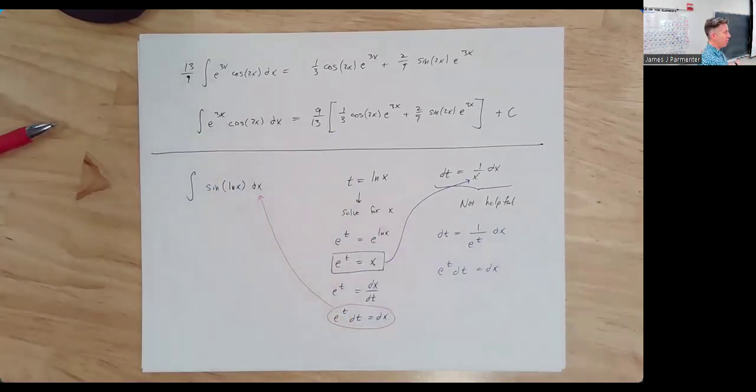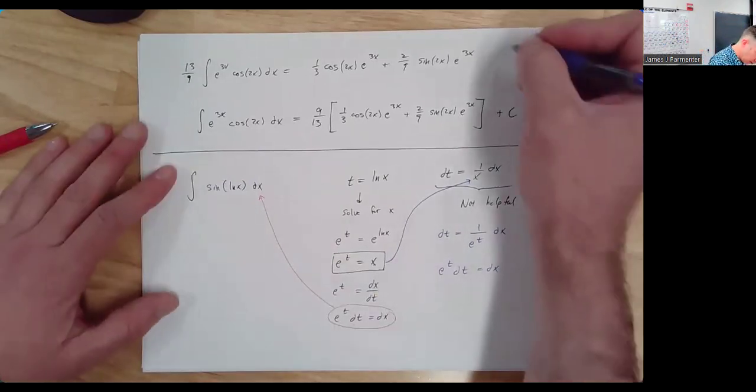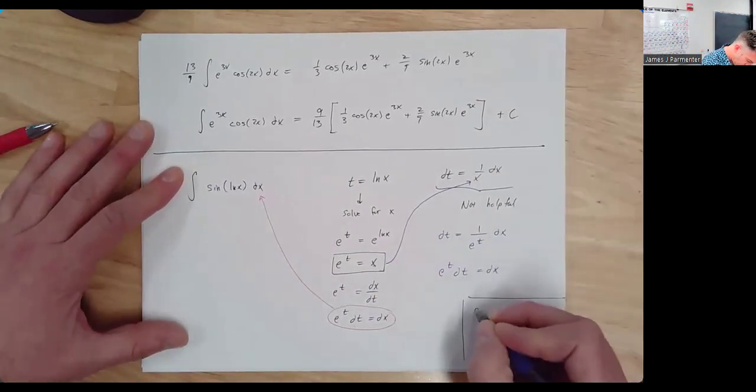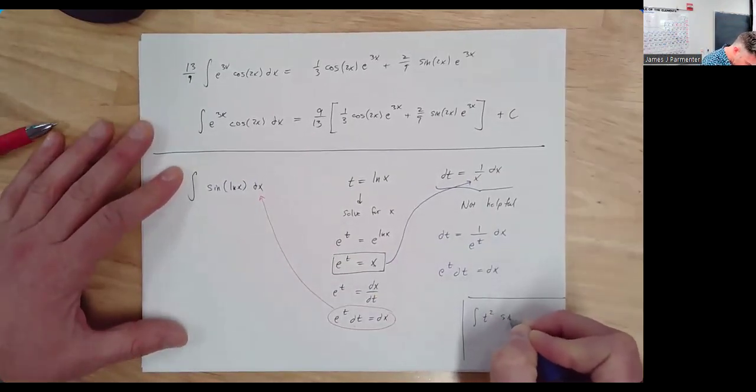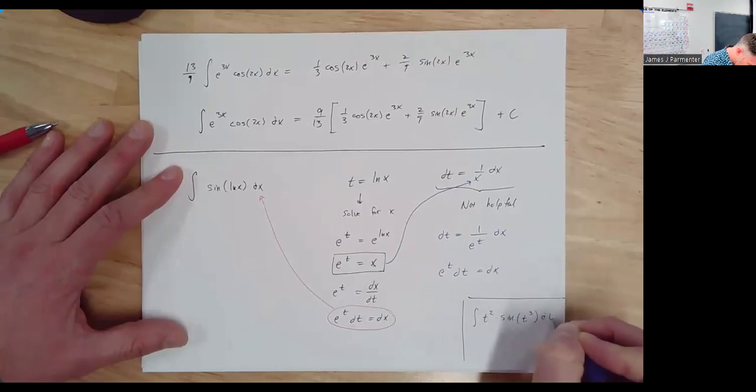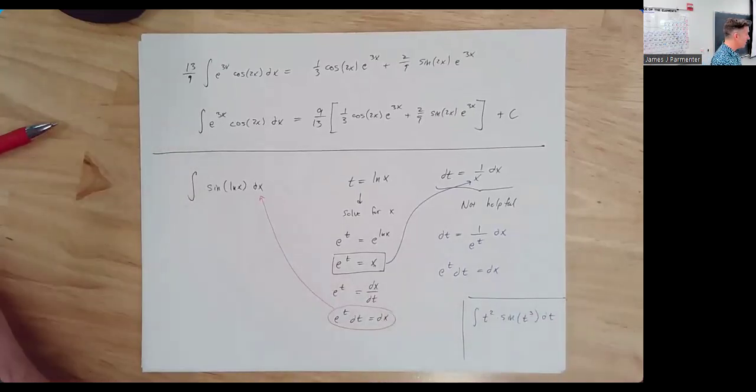Normally I'm hoping for something like the integral of, say, t squared times sine of t cubed dt. Then I'm going to let u equal t cubed and be happy, because the derivative of t cubed is 3t squared, and I have a t squared in my integral. That's a more normal, nice u substitution.